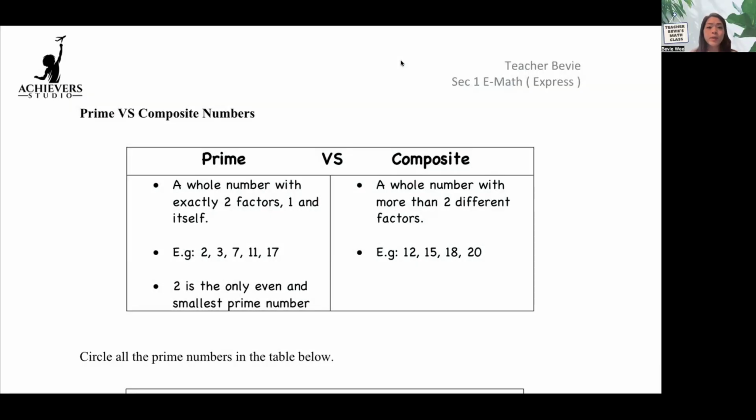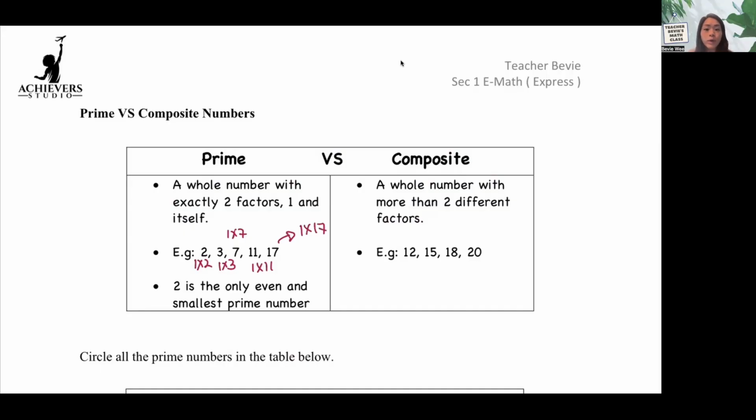The main difference between a prime and composite number is that for prime numbers, there are exactly two factors, one and itself. For example, numbers like 2, 3, 7, 11, and 17. So for example, over here 2, I only have 1 and 2. 3 is just 1 and 3. 7, I have 1 and 7. 11, I have 1 and 11. And 17, of course, likewise, I have only 1 and 17.